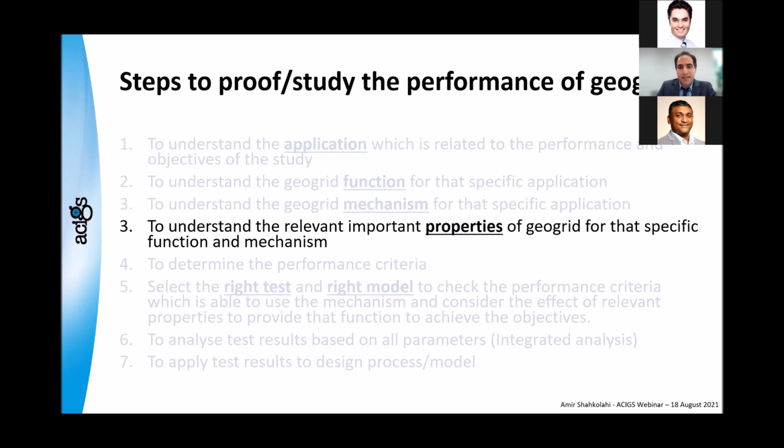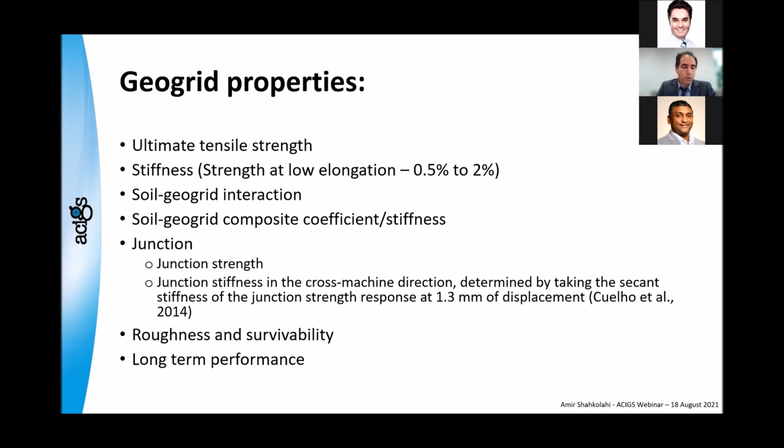Now, after the mechanism, the next thing is the properties. What are the properties? Geogrid properties are different. We can have ultimate tensile capacity of the geogrid, stiffness, which is the tensile capacity at 0.5 to 2%, soil-geogrid interaction, soil-geogrid composite coefficient or stiffness, junction, which can be junction strength or junction stiffness, which was introduced by Eli and Steve Perkins, or roughness, and survivability and long-term performance. So not all of them will contribute to all the mechanisms, all the functions.